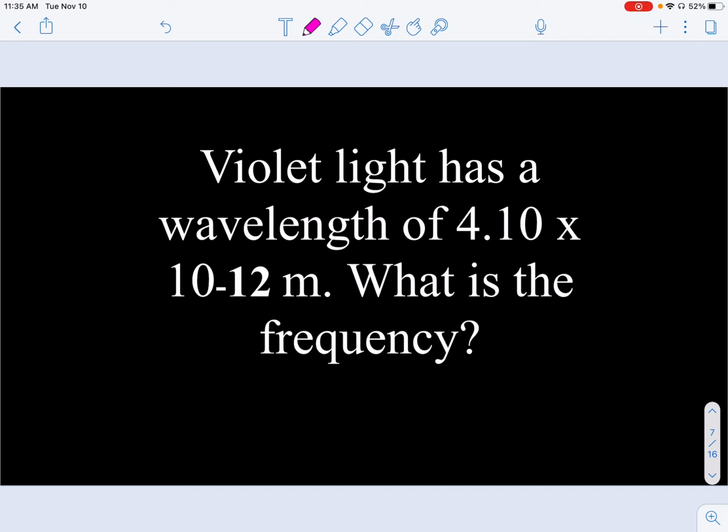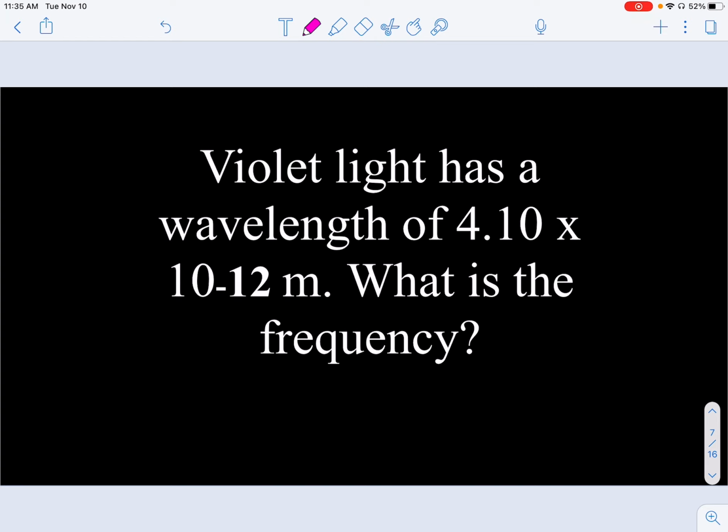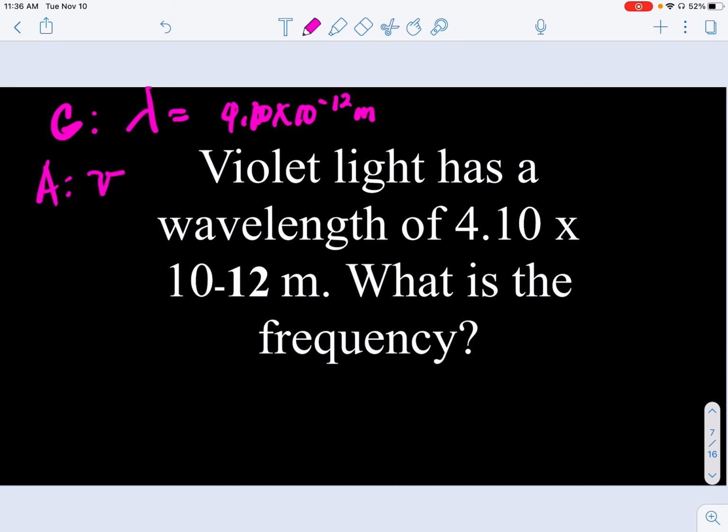Let's have this one. We had an example of this. Violet light has a wavelength of 4.10 times 10 to the negative 12 meters. What is the frequency? If we're going to solve it, as a beginner, and to help you organize your thoughts, we will use the GRESA form. Given is the wavelength, lambda, 4.10 times 10 to the negative 12 meters. Then what is asked here is the frequency.